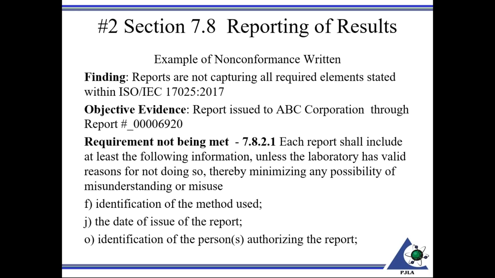Under 7.8.2.1, items that were not captured and prompted the writing of the non-conformance were 7.8.2.1 F, identification of the method used, J, the date of issue of the report, and O, identification of the person authorizing the report. So we spoke about that a little bit in personnel, that the identification of the person authorizing needs to be on the report, and that person also, in 6.2, the laboratory needs to show a record that that individual was authorized to release the report.